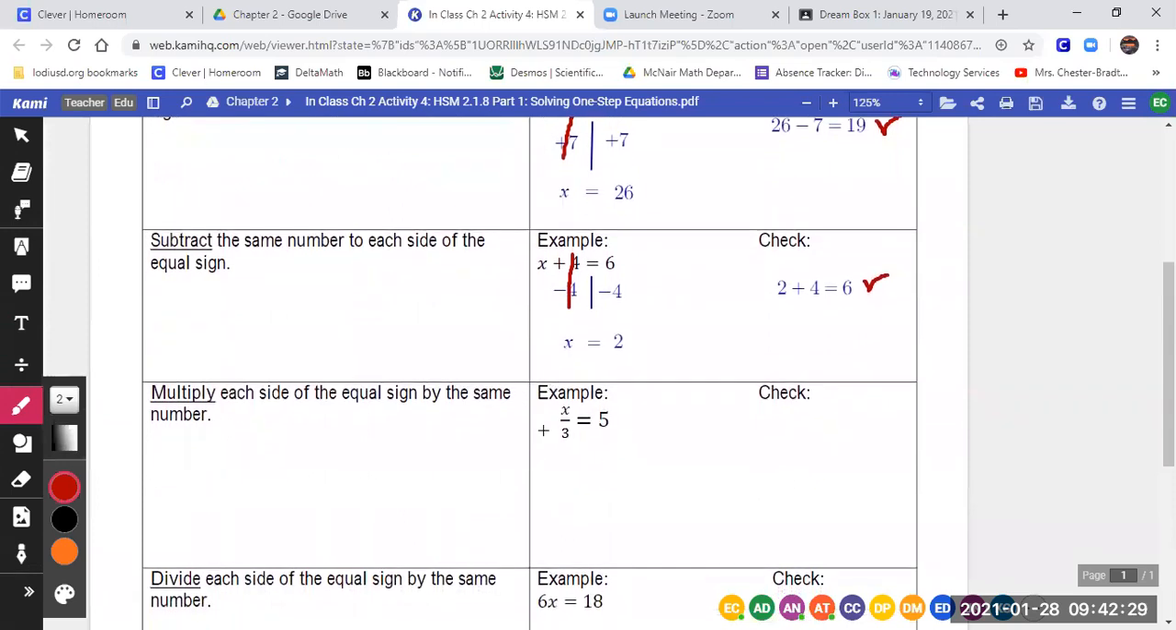Okay. Now, x over 3. What does over mean? What math operation was over again? Division. So whatever we do division, we have to undo. So notice it started as subtraction, so we did the opposite operation, addition. It started as addition, so we did the opposite operation, subtraction. We are now starting as division. What is the opposite operation of division? What's the undo operation for division?